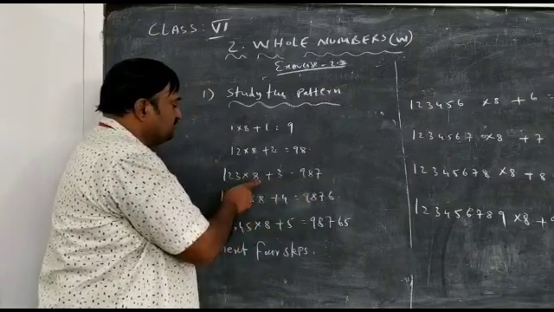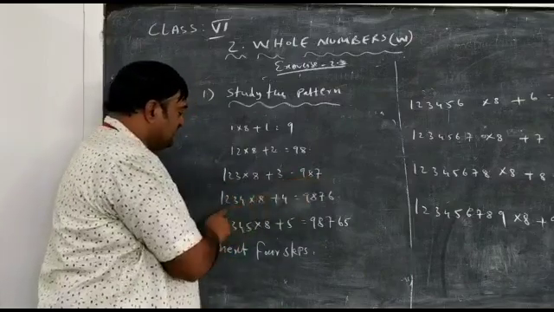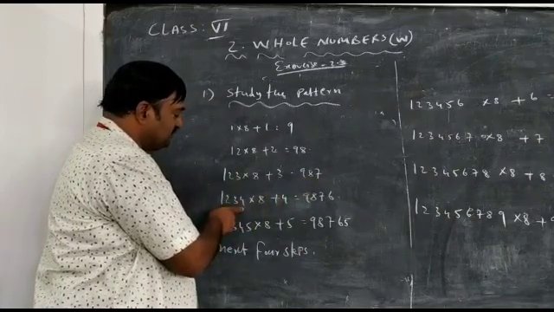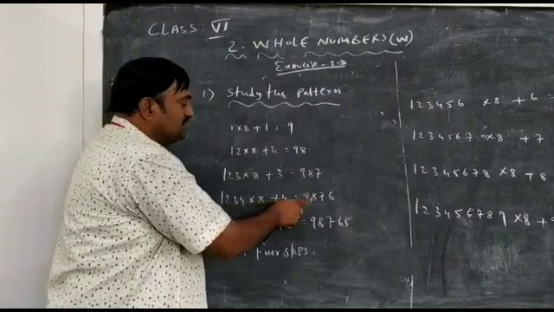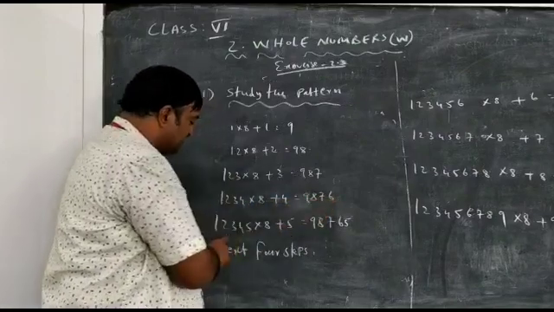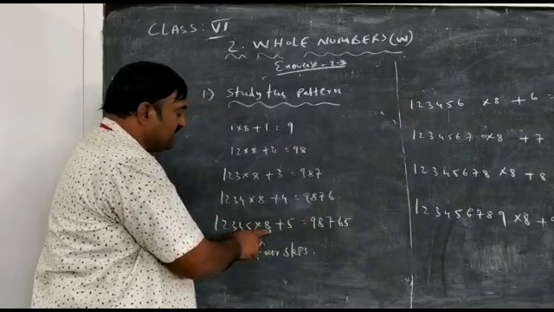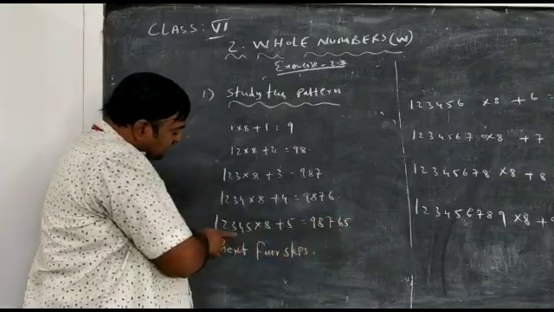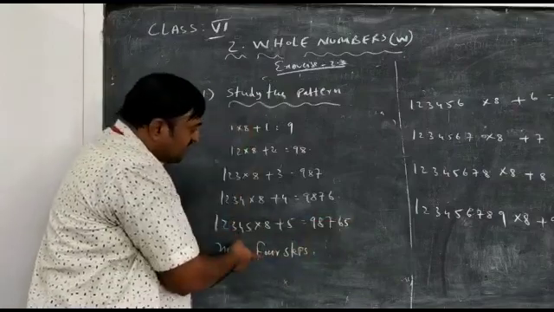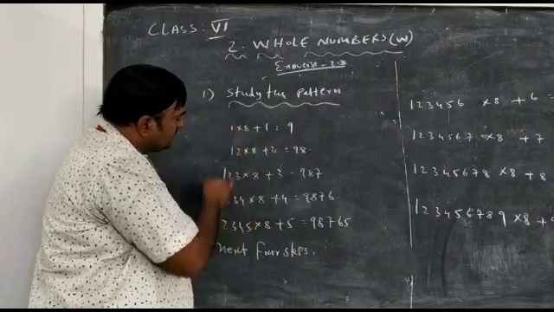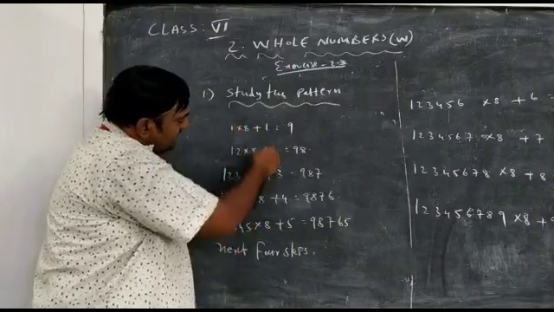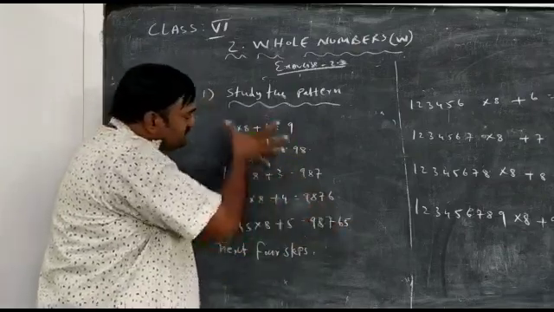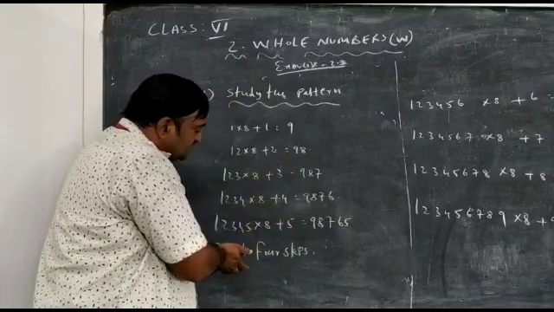Here 123 into 8 plus 3 equals 987. When you see 1, 2, 3, 4, into 8 plus 4 equals 9876. Here the numbers are decreasing. 12345 into 8 plus 5 equals 98765. The numbers are decreasing. In this one the numbers are increasing. If you already observed this pattern, it means you understood. Here the numbers are increasing, in the addition the numbers are also increasing, but here the numbers are decreasing. When you observe this pattern, write the next 4 steps.